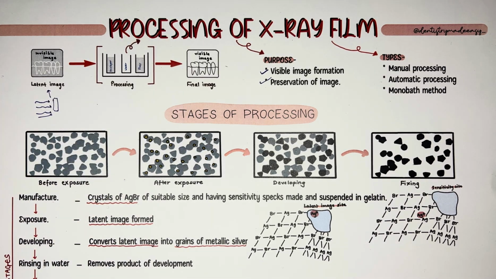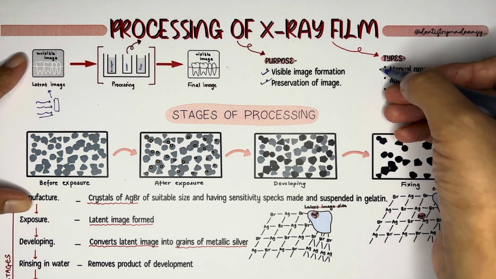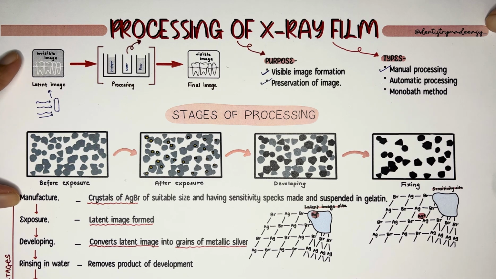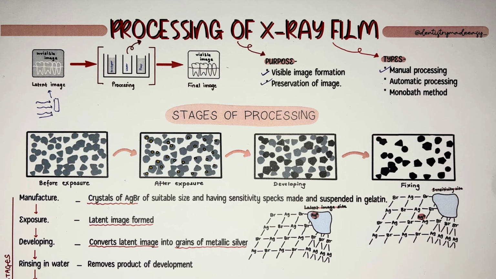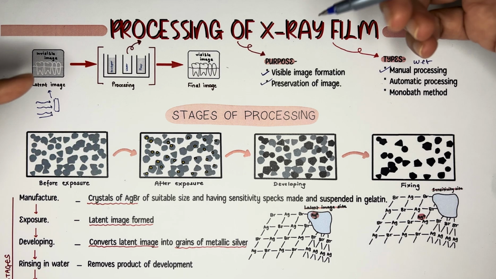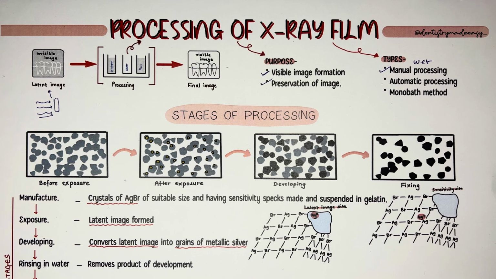Now what are the types of processing? There are different types of processing. The first type is known as manual processing, the one which we are doing in colleges. Manual processing is also known as wet processing, and it is carried out in the dark room. In colleges also you have rooms which are made as dark rooms where you process the X-ray film. Why? Because you don't require light when you are processing the X-ray film. If there is exposure to light when you are processing, you won't get any image on the X-ray film, and that will be one error which you can see in the processing part.